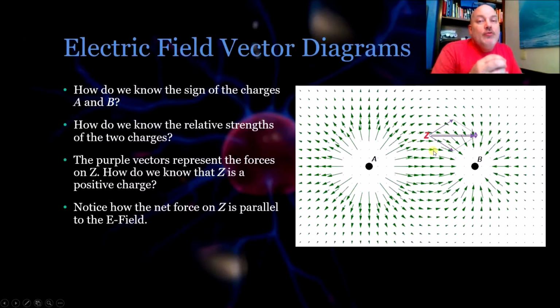This will always be true. The net force on a charge placed in an electric field will always be either parallel with or parallel against the electric field, because you only have two choices. It's either a positive charge or a negative charge. So if I place a positive charge right here, it will get pushed up. If I put a negative charge right here, it will get pulled or pushed downward against the electric field.